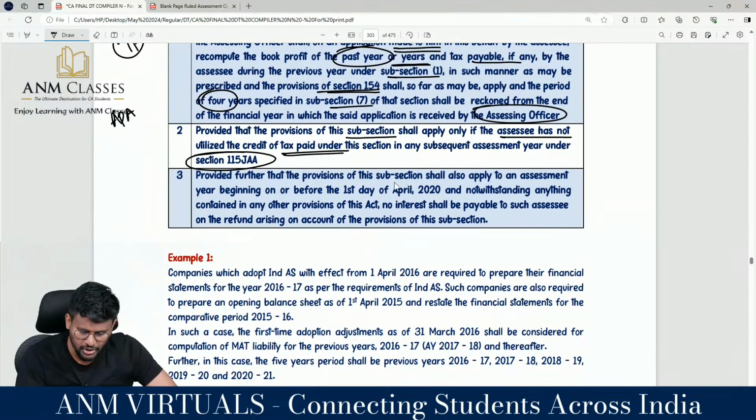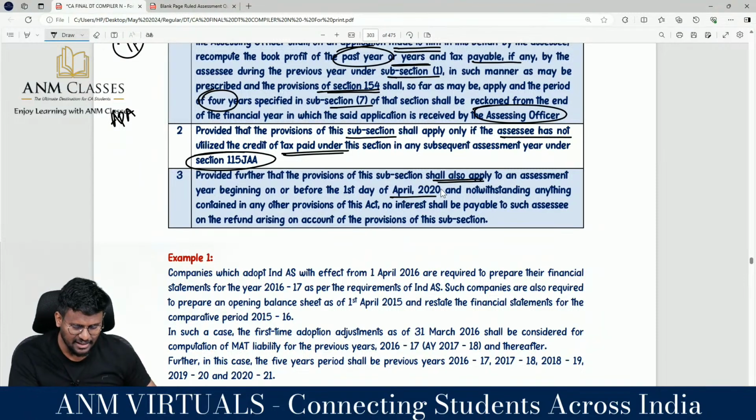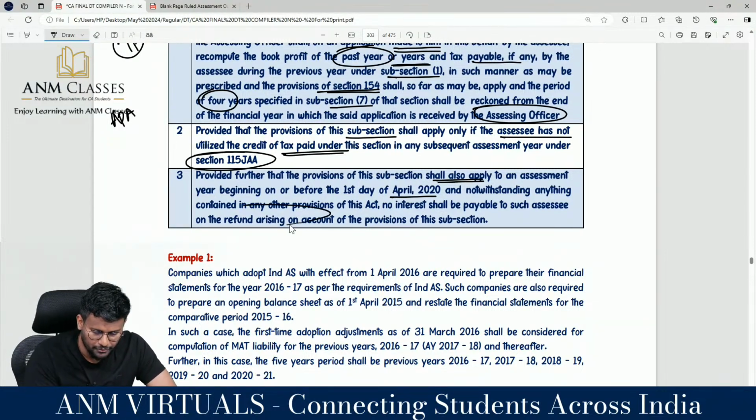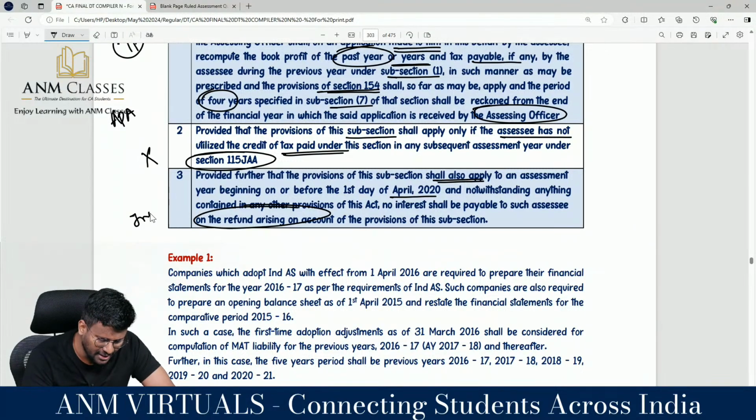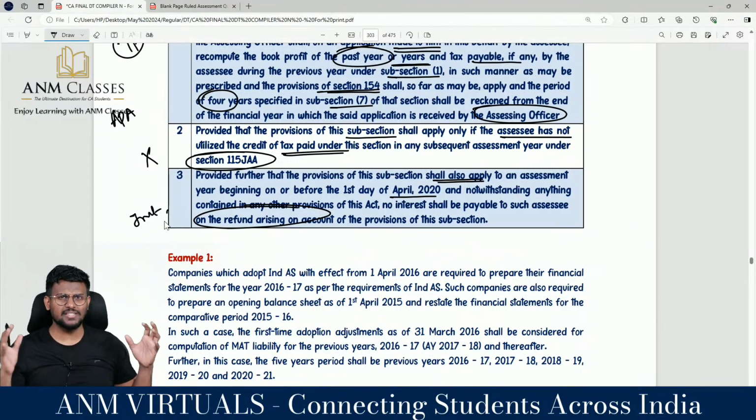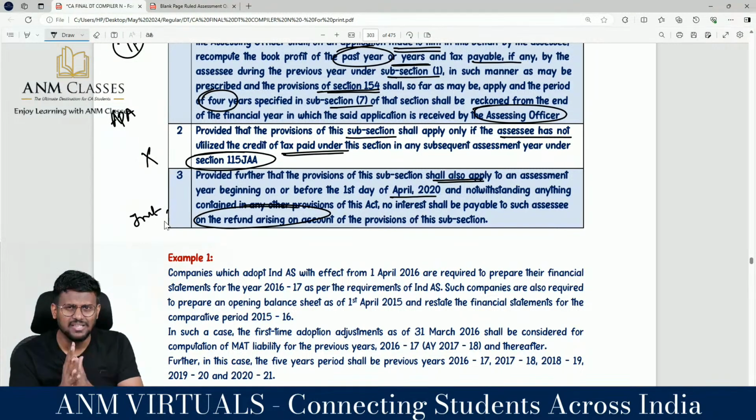Provided further that the provisions of this subsection shall also apply to an assessment year beginning on or after 1st April 2020, and notwithstanding anything contained in any other provision of this Act, no interest shall be payable to such assessee on a refund arising on account of the provision of this subsection. That means you should not expect any interest on that adjustment. If these two conditions are satisfied, you can go and ask the AO to please recompute my income. This is the structure of MAT for an Ind AS company.